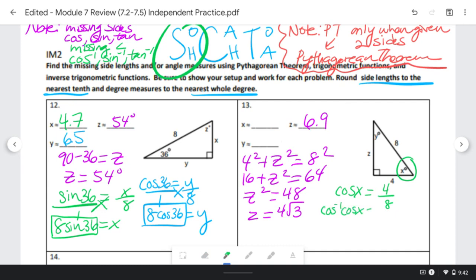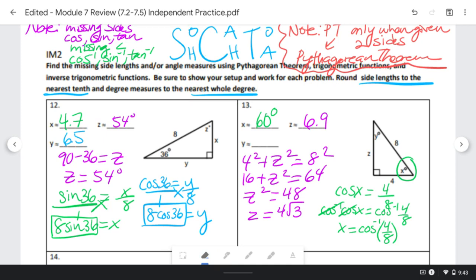So then I'm going to take the inverse of both sides. And what happens is these two cancel out, and I'm left with x equals cosine of -1, 4 over 8. And this is what I will plug in to the calculator. Once you plug in cosine of -1 of 4 over 8, for x, you will get 60 degrees is an approximation because we want the nearest whole degree.